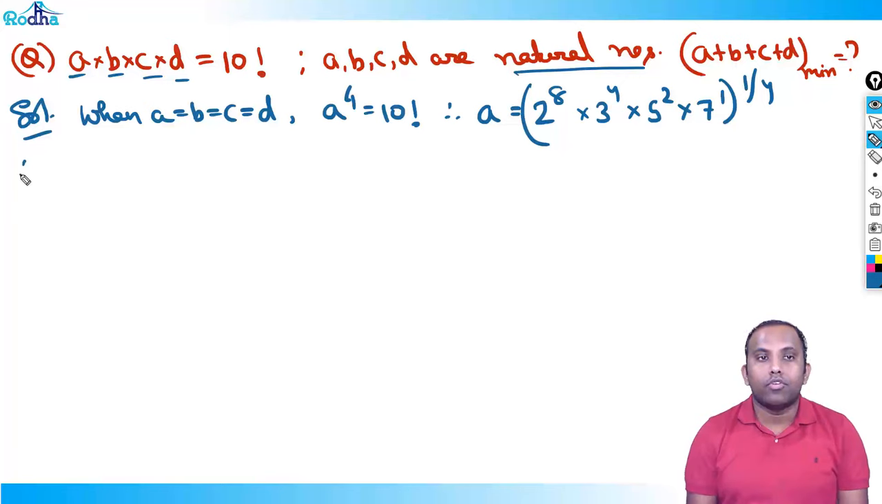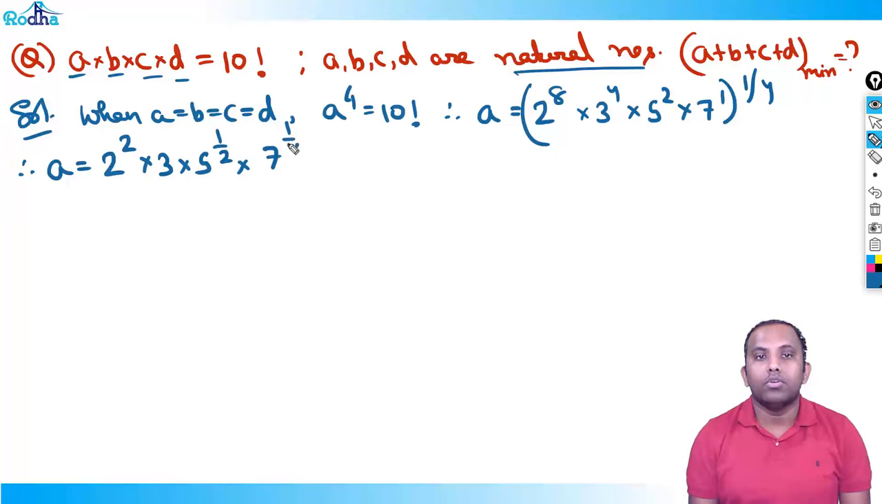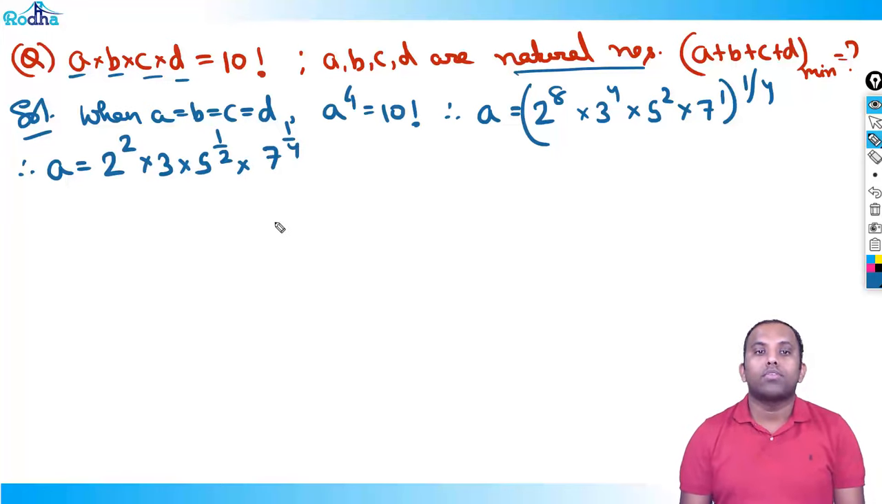So it becomes, therefore, A is equal to now 2 square into 3 into 5 raised to half into 7 raised to 1 by 4. Very important point, right? Now, I have to just approximate what is the approximate value of A here. So 4 into 3, okay, 12.